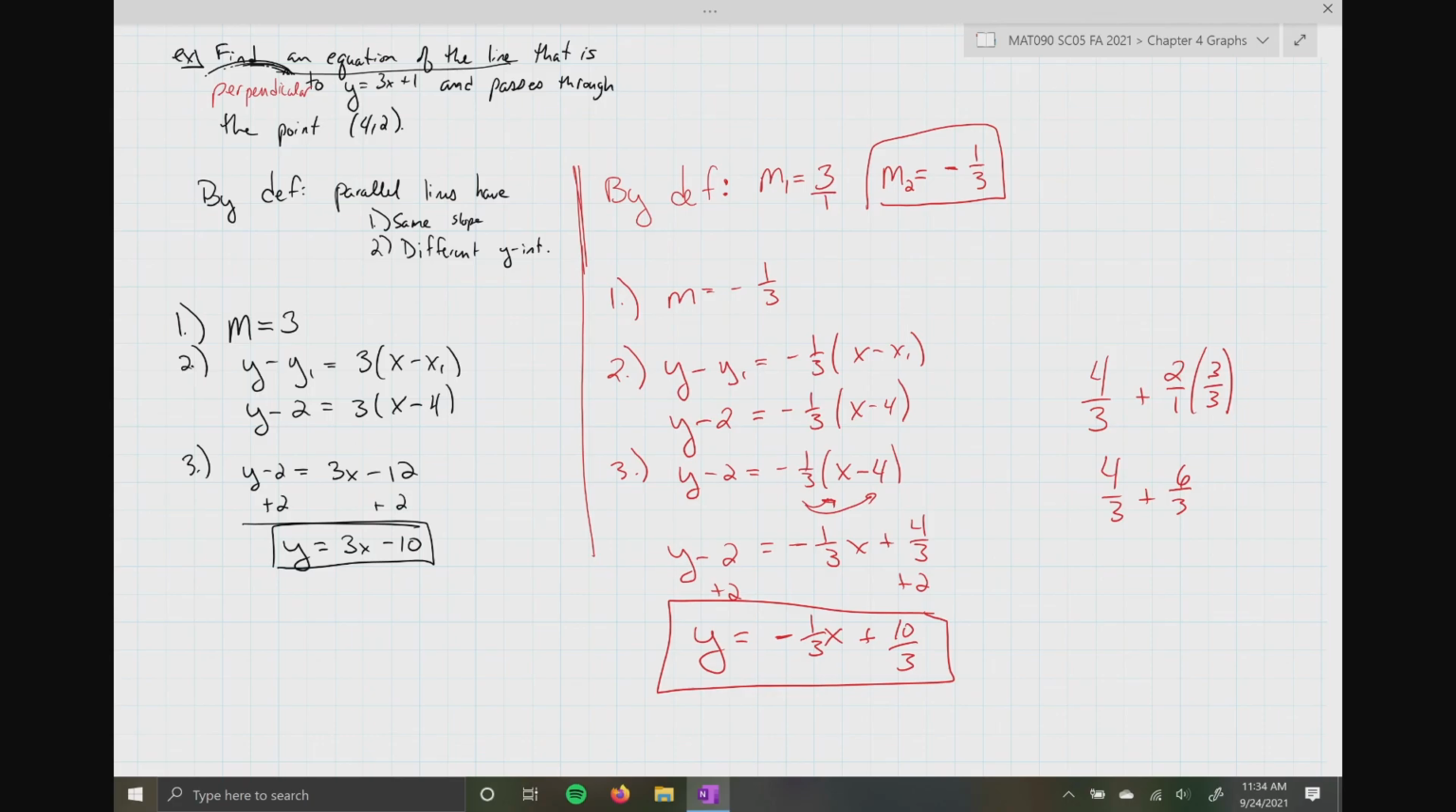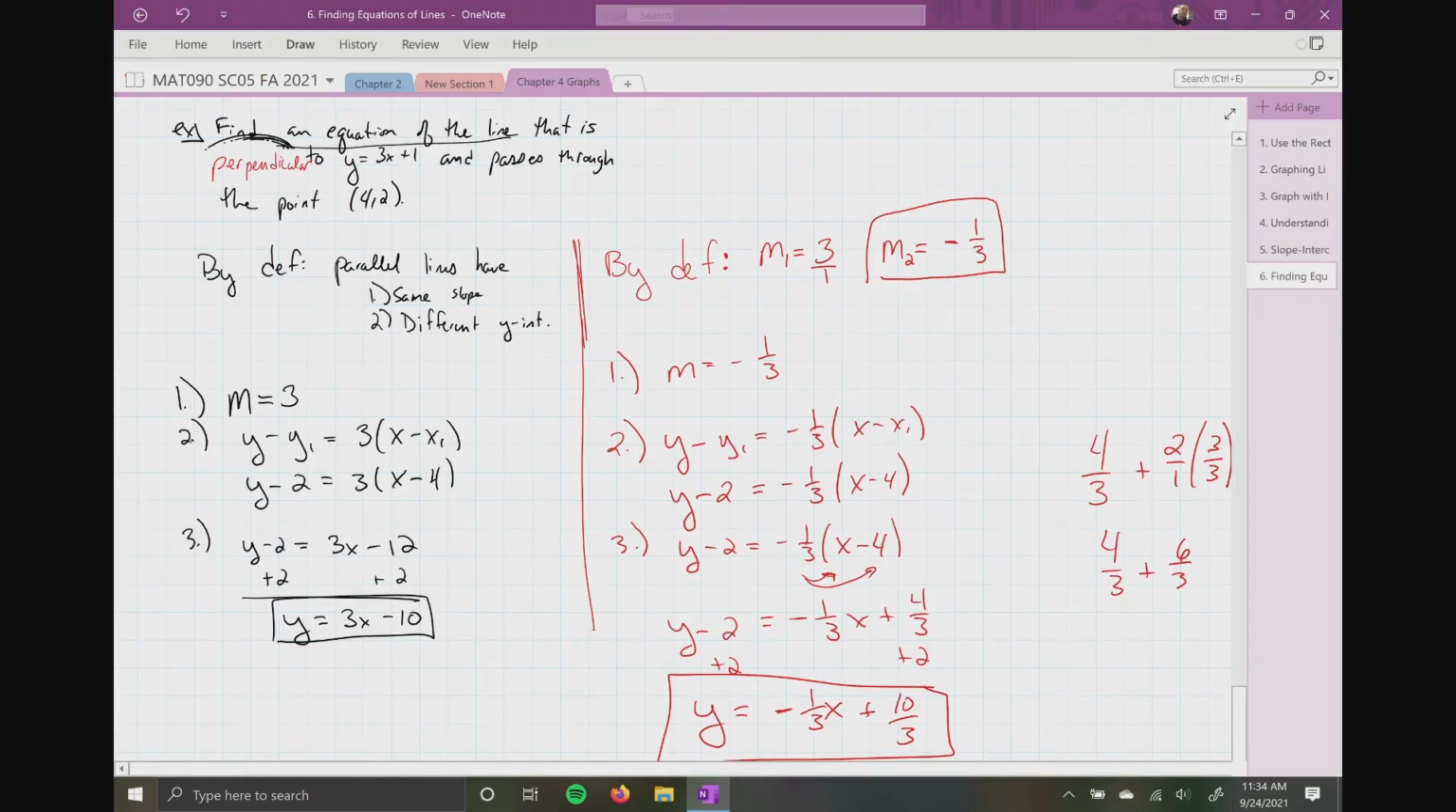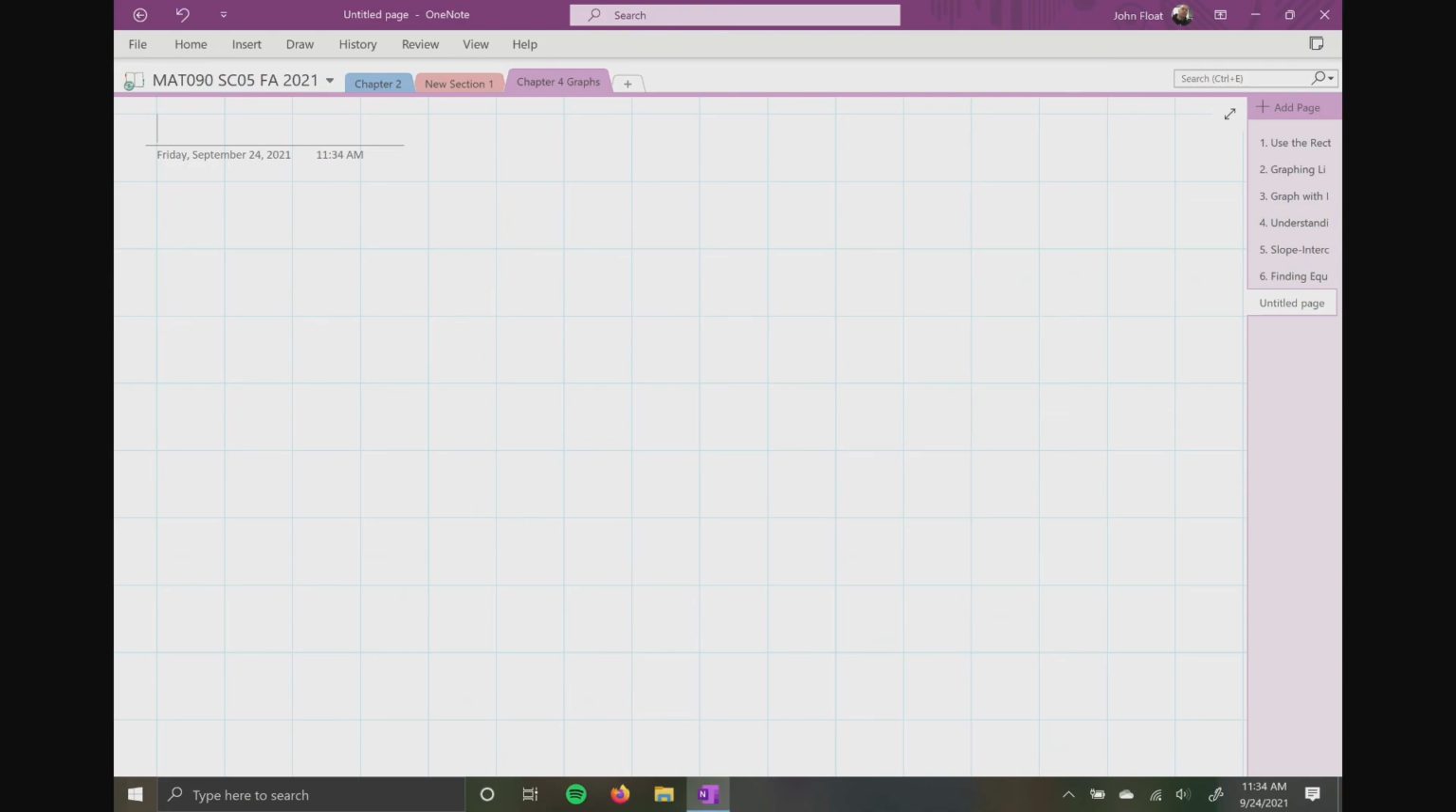So let's go over graphing linear inequalities. Okay? And this is the last section of the chapter.